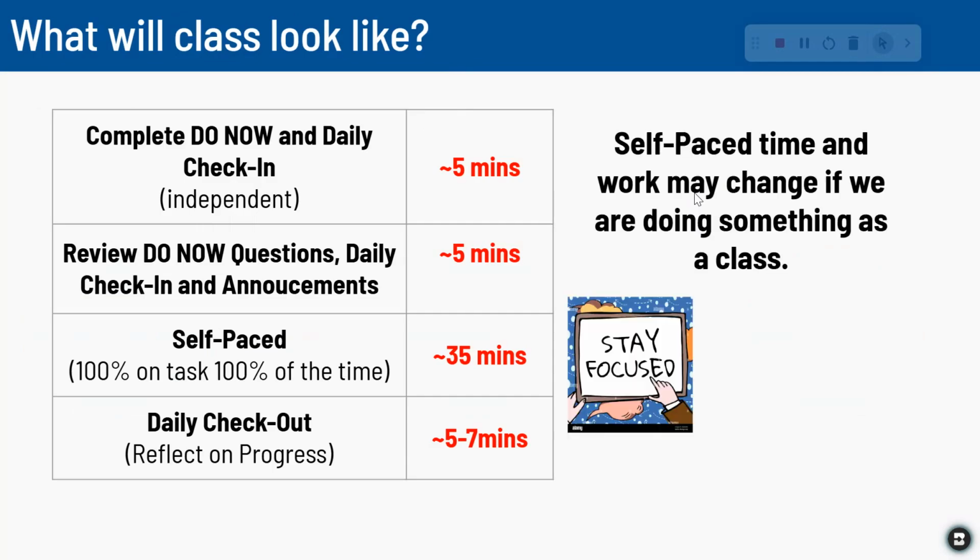This includes practice questions, taking notes, working with your classmates, and during this time, you are 100% on task, meaning you are not doing things for other classes, you are not sitting there doing anything you want. You are working on chemistry. And then finally, during the last 5 to 7 minutes of class, you'll do a daily checkout where you reflect on your progress and update me on assignments that you've completed, need graded, and need feedback for.